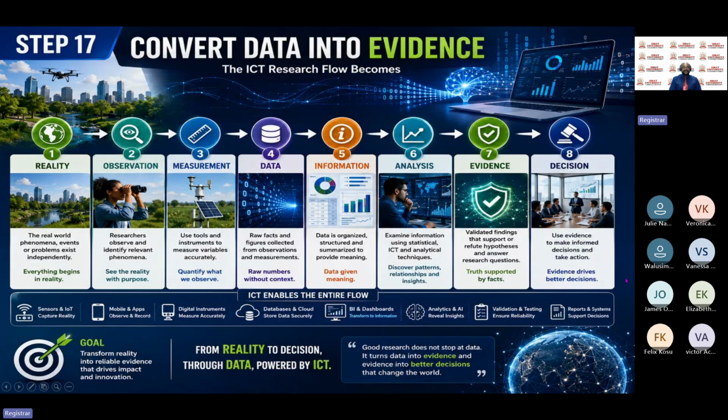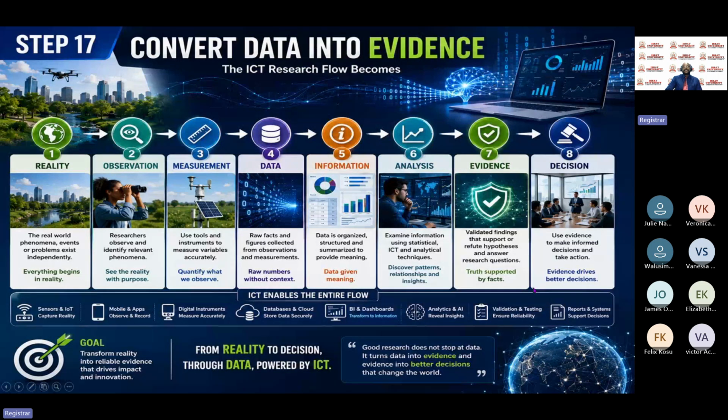So for any research, what is the goal? Transform reality. How are you picking up the reality? You are picking up the reality through three sources minimum: through humans, through systems, through your input devices that give you data. So through your data fetching devices, IoT and sensors. So transform reality into reliable evidence, and that drives you to an impactful innovation. So like any other research, ICT research is also from reality to decision through data, powered by ICT infrastructure.